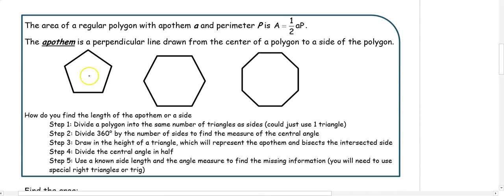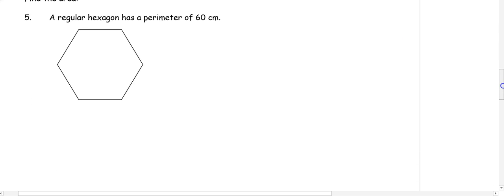The apothem, remember, is going to be perpendicular from the center to the side. To find it, we're going to divide the polygon into the number of triangles, and we're just going to use one of the triangles. In this case, each one of these has a triangle with the apothem drawn into it. Then we're going to find the central angle and divide by 2 because the apothem is cutting the triangle in half. And then we're going to find the side length that we need in order to find the area of the triangle, or the area of the hexagon, of the polygon.